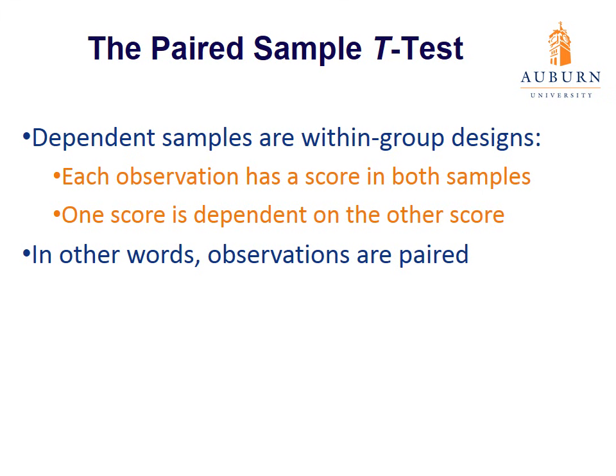What we mean by that is that each observation, whether it be a person or a thing, has a score in both samples. And if they have a score in both samples, then we compare those scores together for each person or each observation. So in other words, one score is dependent on the other score because it's coming from the same source. So in other words, our observations, or people, if we're measuring people, are paired with their scores.